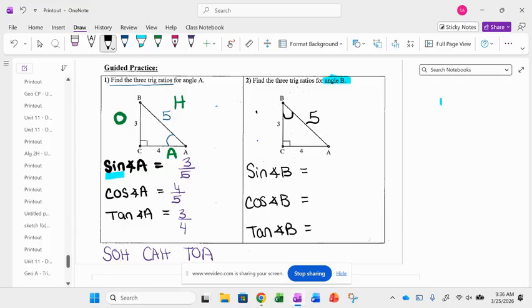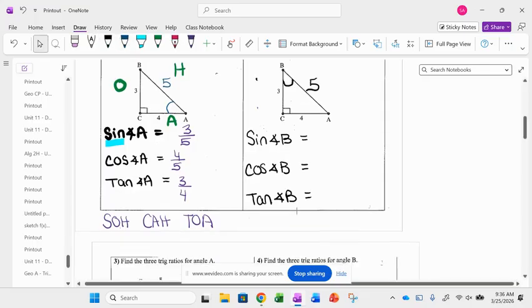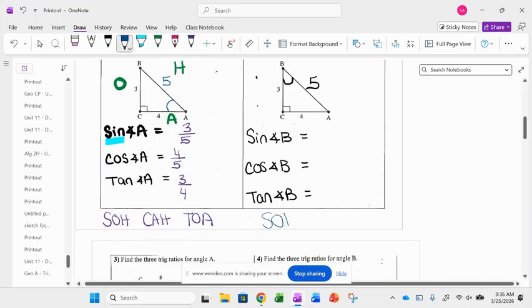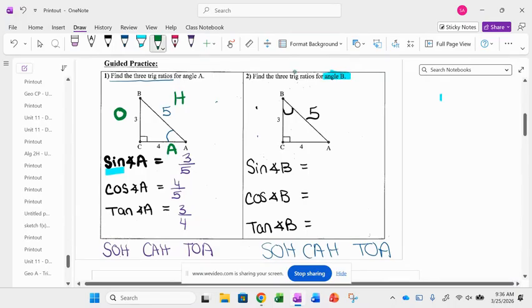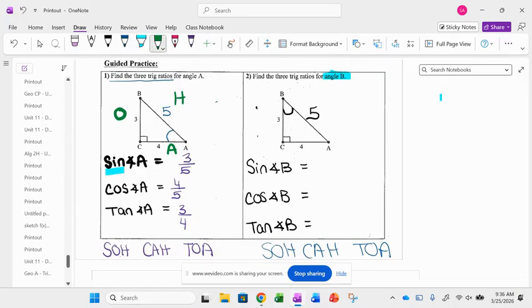Okay. What was that special word? SOHCAHTOA. Now everything's in reference to angle B. So can somebody tell me which side is now opposite angle B? What'd you say, Jack? 4, good. Which side is the hypotenuse? 5. And what does that mean for adjacent? 3.